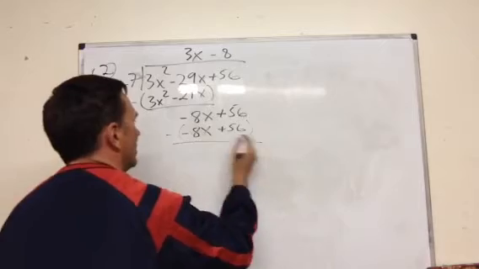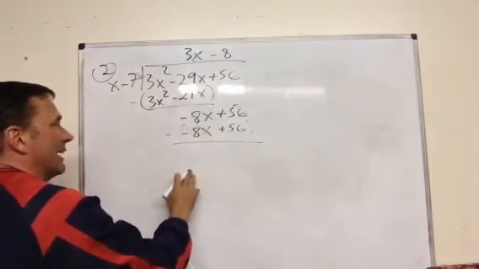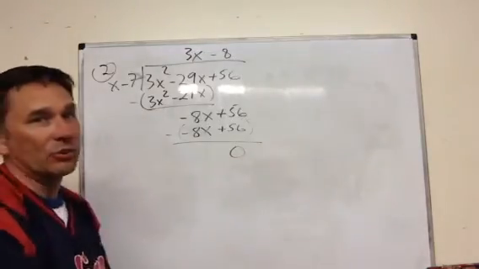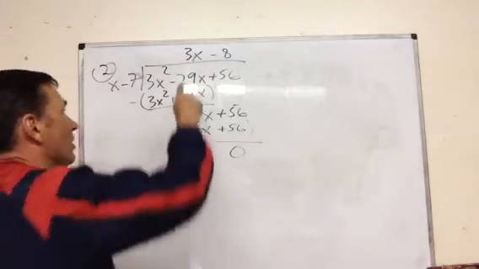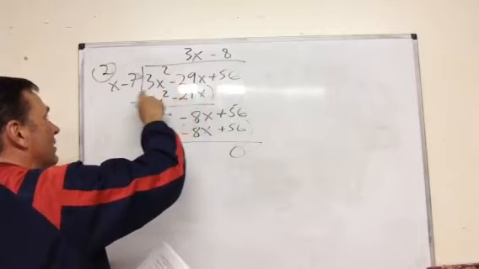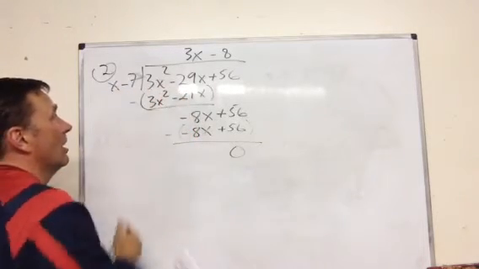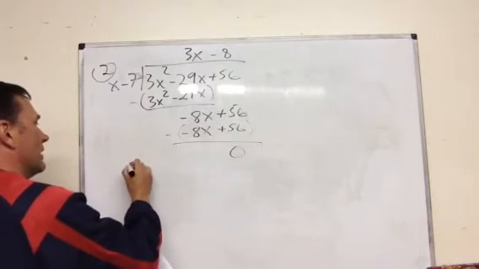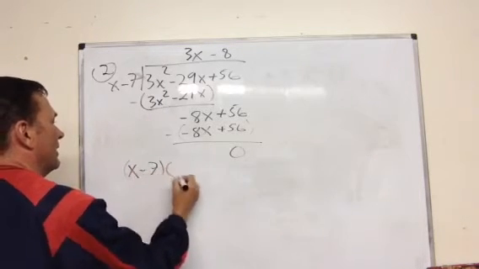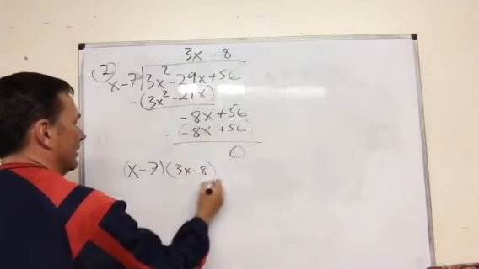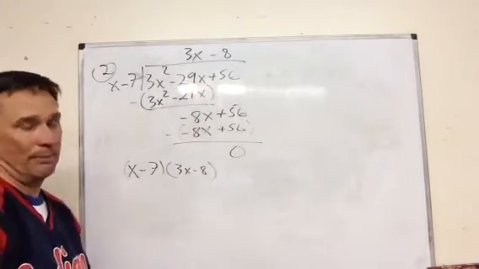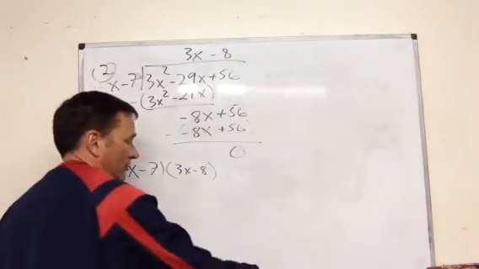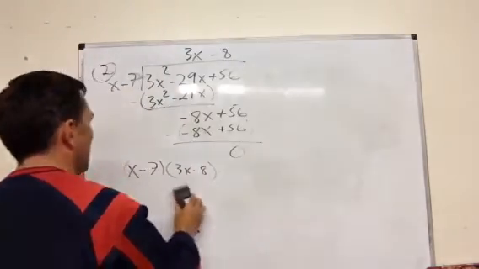Now this is important. This minus this cancels, and 56 minus 56 ends up being 0. There's no remainder here. That means x minus 7 is a factor of 3x squared minus 29x plus 56. We could write this as x minus 7 times 3x minus 8, and we will get that term. That's very important. That's what we're going to be working towards over the next course of the week.